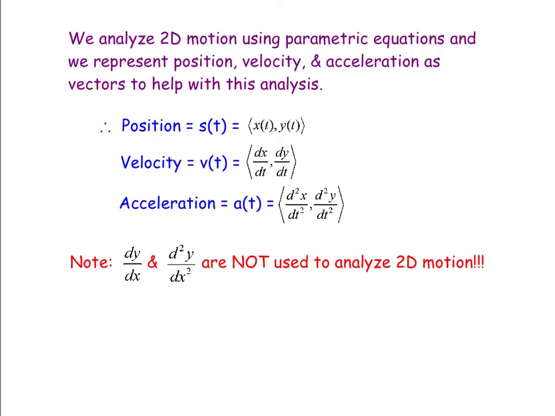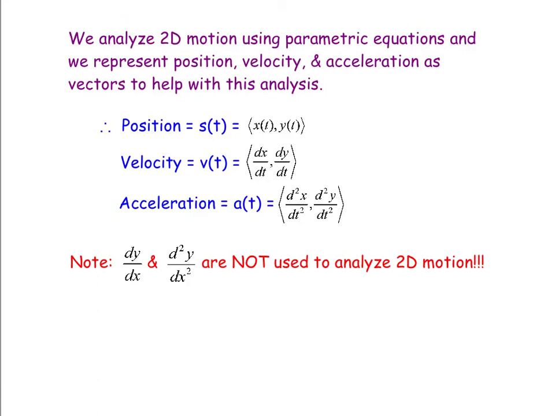help with that analysis. In particular, position, which can be expressed as s of t, will equal the vector x of t, comma, y of t. And velocity, which can be expressed as v of t, will equal dx/dt, comma, dy/dt. And finally, acceleration, which you can express as a of t, will equal the second derivative of x with respect to t, comma, the second derivative of y with respect to t.